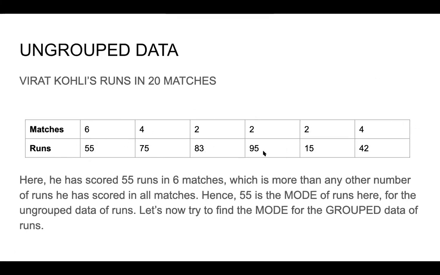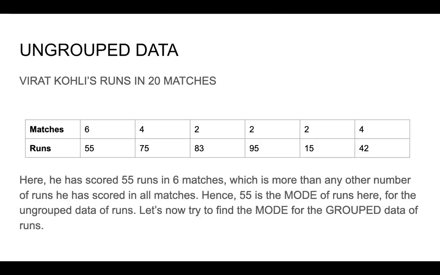What is the number of runs he has scored in the maximum number of matches? You'll see in 4 matches he scored 75, in 2 matches he scored 83. So 4 is greater than 2. In 6 matches he scored 55 runs. So what is the highest frequency here? That is 6. In 6 matches he scored 55 runs, which is more than any other number of matches. Hence the mode here is 55. 55 runs is the mode of the data, because he scored 55 runs in the most number of matches. That is called the mode of data.